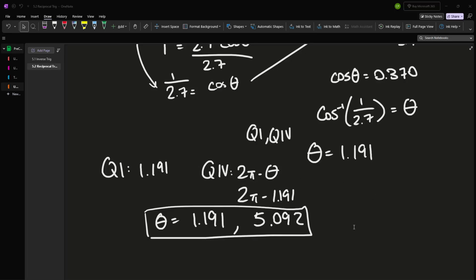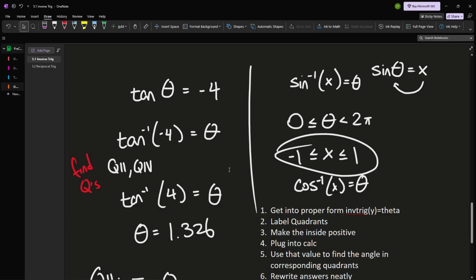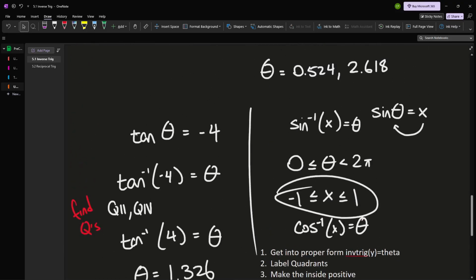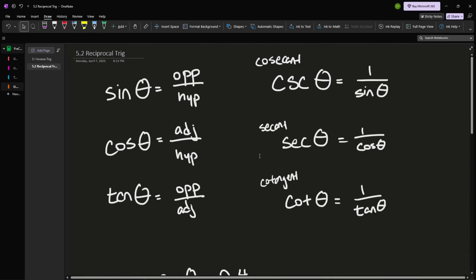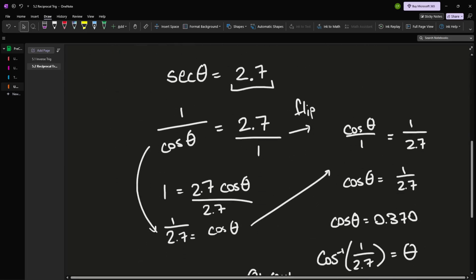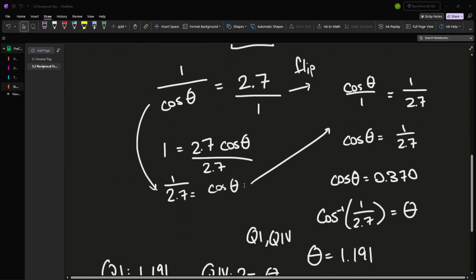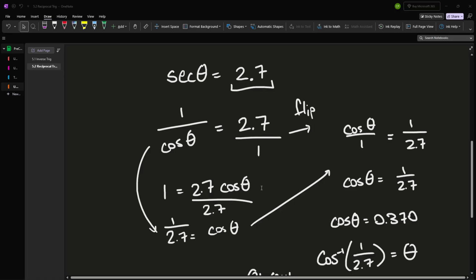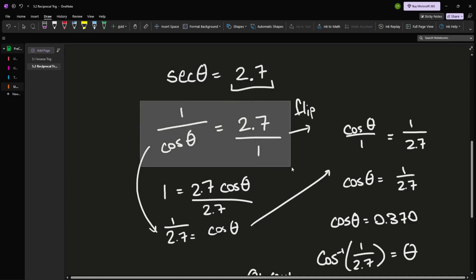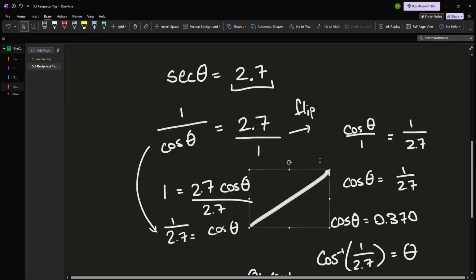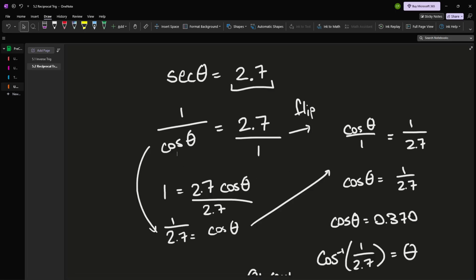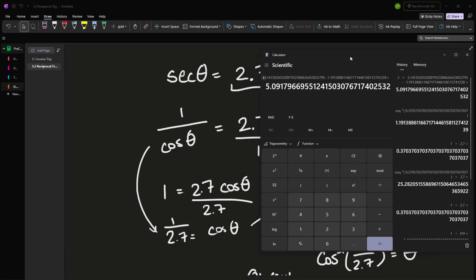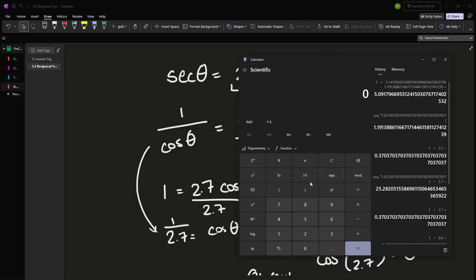Now, we learned before we could check this. In 5.1, we could plug in our value into our original, because we have tangent, sine, and cosine. But we don't have secant, cosecant, or cotangent. So in order to check it, we want to look at where we can. I can't plug in here. I can plug in here because I do have cosine. We could also plug in here because plugging into 1 over is a bit uncomfortable to do, but it is doable.